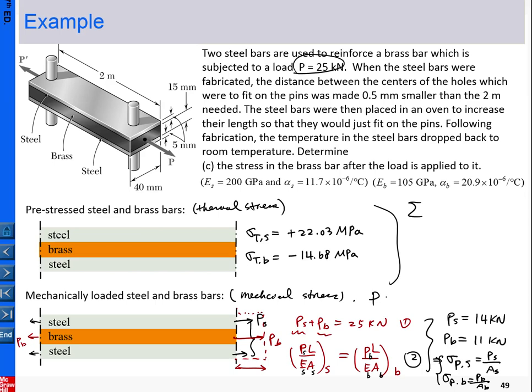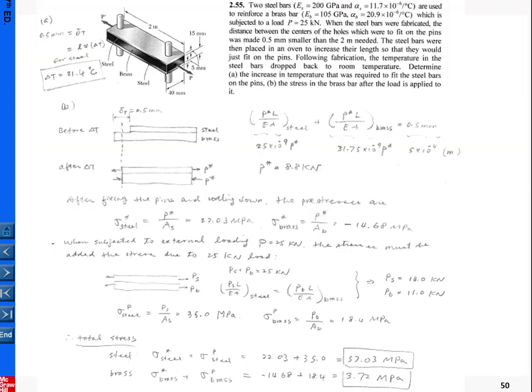Okay, so under these situations, this one, PS, equals 35 MPa, and this one equals 18.4 MPa. So the total stress in steel is this number plus this number, about 57. The total stress in brass is this number plus this number, about 3.8. Okay, so that is the solution detailed in this slide, and this is a challenging example, but this basically covers all the concepts I want to deliver in these sections.